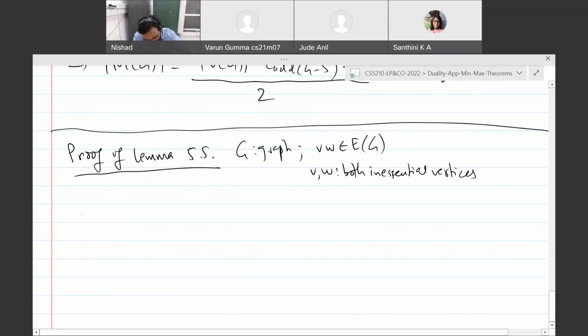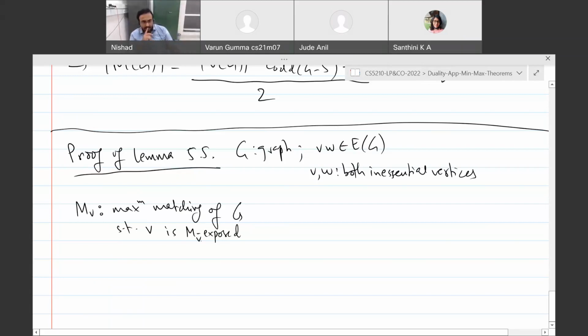Okay, so it's going to be a slightly strange notation, but it makes sense in some sense. So MV is a maximum matching of G such that the vertex V is not matched, is MV exposed. And MW is going to be a maximum matching of the graph G such that W is MW exposed.